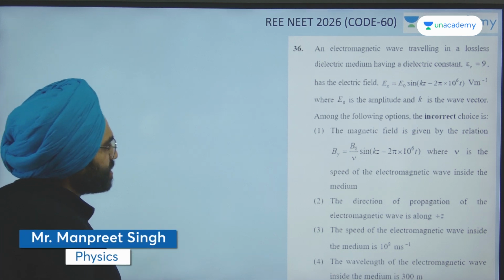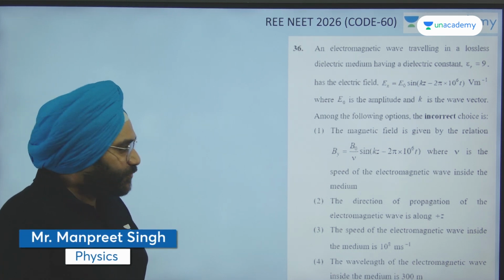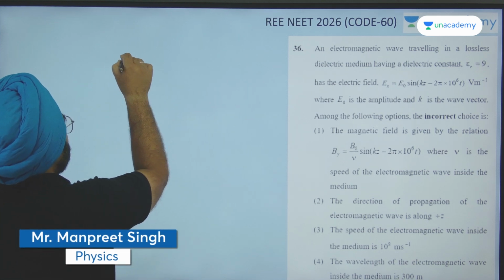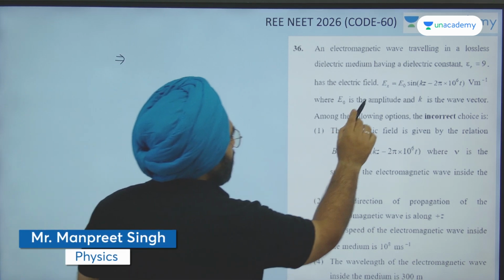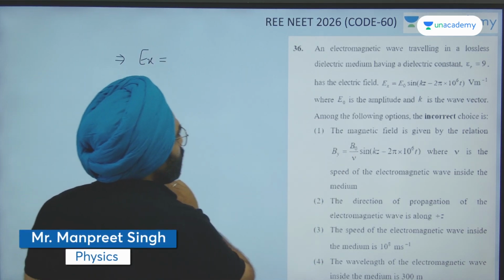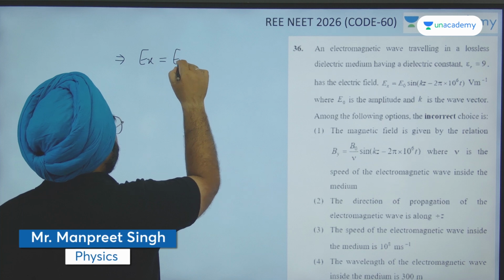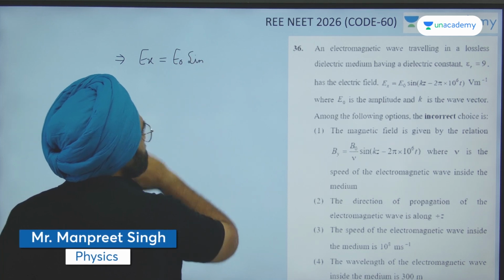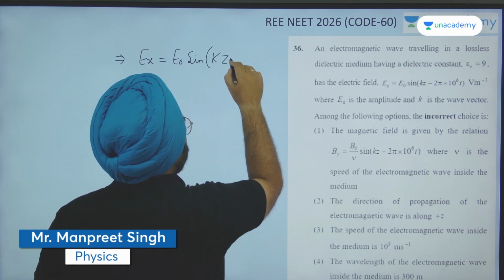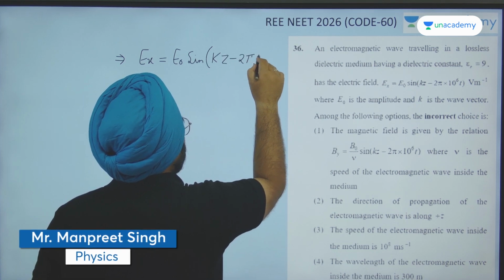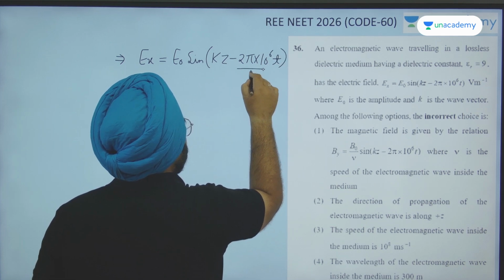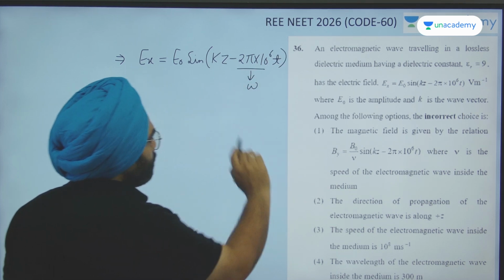This one, now this one is controversial, but anyways we will solve it. Okay, now here what is given? EM wave equation is given, that Ex is equal to E naught sine kz minus 2 pi into 10 raised to power 6t. Now this is given what? This is omega. First of all, let me mention it right here.